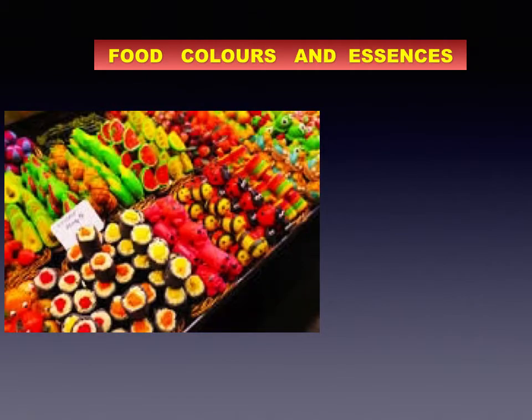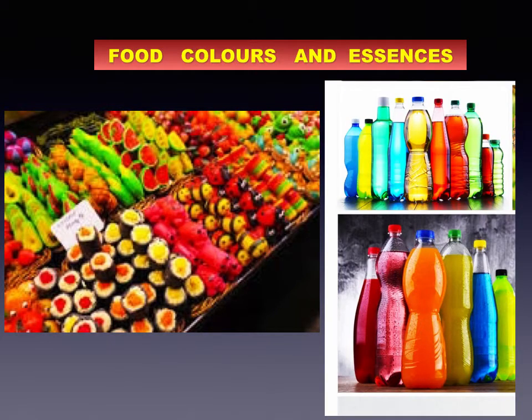Now we shall see food colors and essences. Food colors are mixed in most soft drinks and foodstuffs available in the market. These food colors are in the form of powders, gels, and paints. Food colors are used in domestic as well as commercial products. Certain colors and essences are added to ice cream, ice candies, sauce, fruit juices, cold drinks, pickles, jams, and jelly.